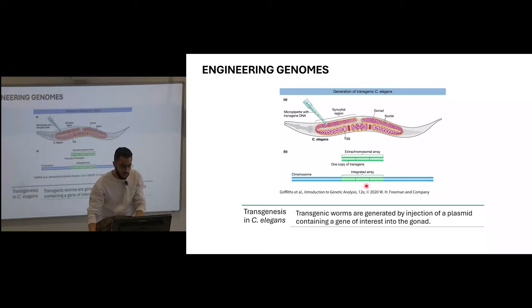I don't want to get into the details, but you do this in the gonads, okay? So when you're talking about multicellular organisms, you do this usually in the gonads so that the progeny will have this transgene in all the cells. Because if you just put it in one cell here, it's useless, right? So you want the progeny to have this gene in every cell. And that's why you put it into the gonads.